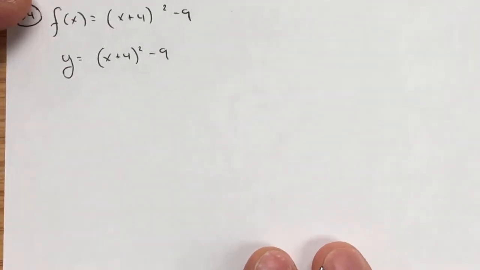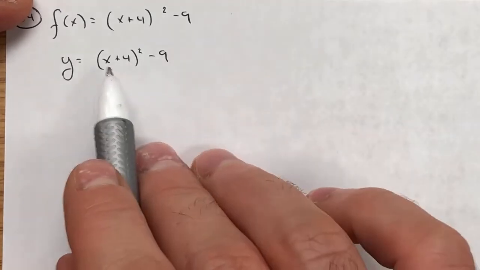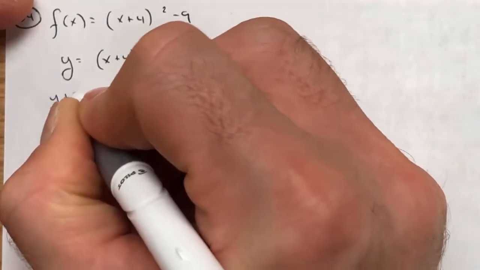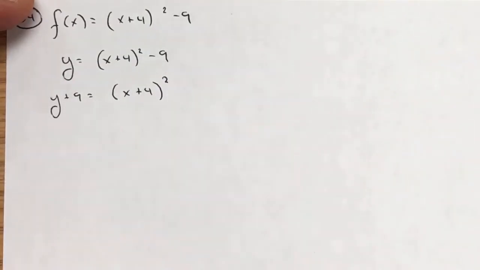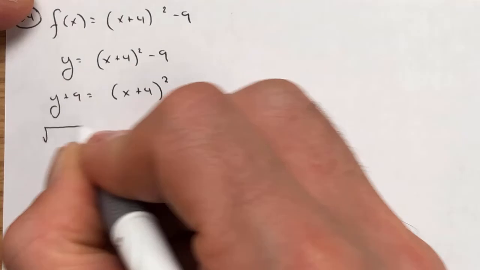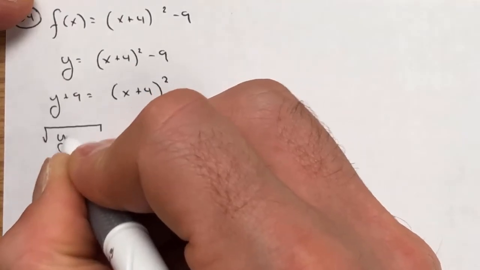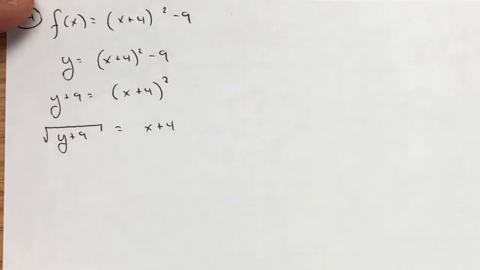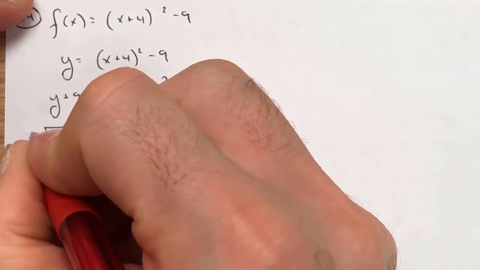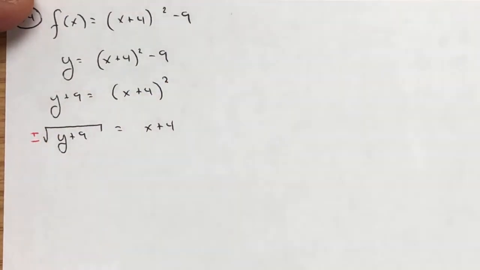So if I want to find the inverse of this, I'm going to slowly isolate the x, which means I need to get rid of that minus 9. So I get y plus 9 is equal to (x plus 4) squared. The next thing I'll need to do is take the square root of both sides. Now, please keep in mind that when you artificially introduce a square root like this, the square root of y plus 9 is x plus 4, I need to do both the positive and negative of this square root. So I get both of these.